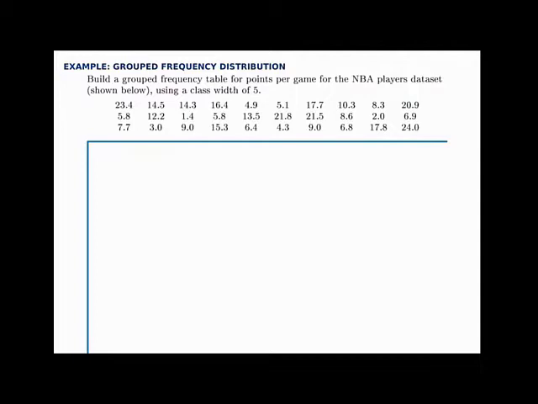And we're told to use a class width of 5 for our grouped frequency table. So we want to start low enough that we can cover all of them. And rather than starting at 1, let's start at 0 just to get a nice round number and make it easy for ourselves. So in our frequency table, the first column will be points per game. And our first class will start at 0 and go up to 5.